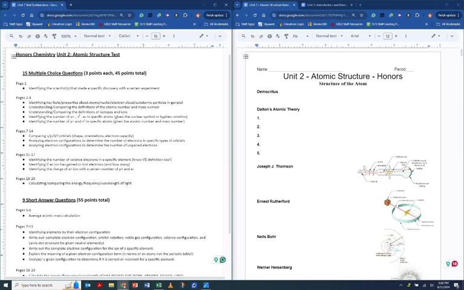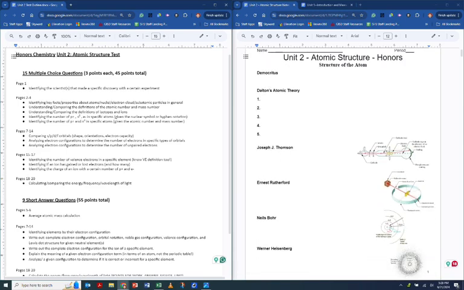And so what I'm going to do here is just scroll through the packet side by side with a summary, just to give you a better understanding about where you should be looking over and what types of problems to expect in each. So, first of all, in the multiple choice section, you're going to have a question or two about the scientists. So you need to know the specific scientists that made specific discoveries with certain experiments. That's how it's going to be phrased. You need to be able to identify the scientist from their experiment and/or discovery.